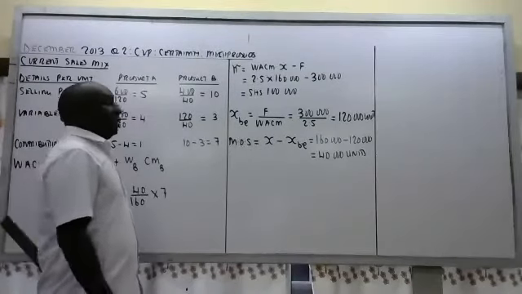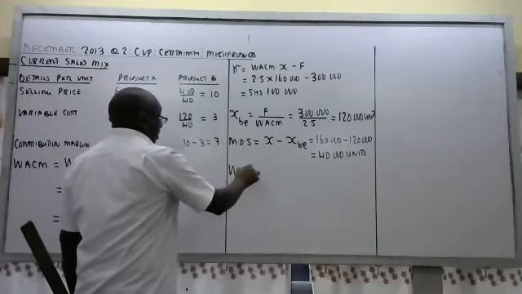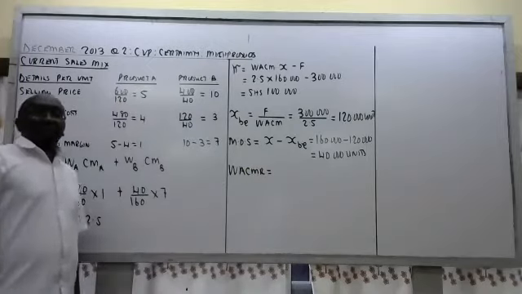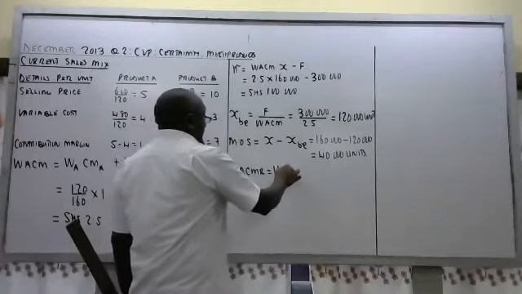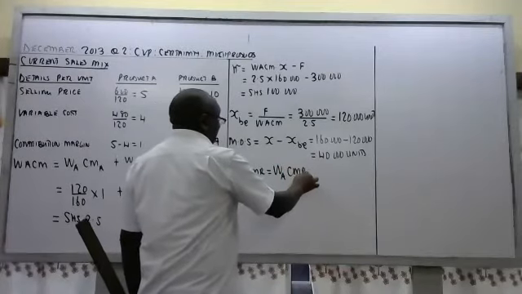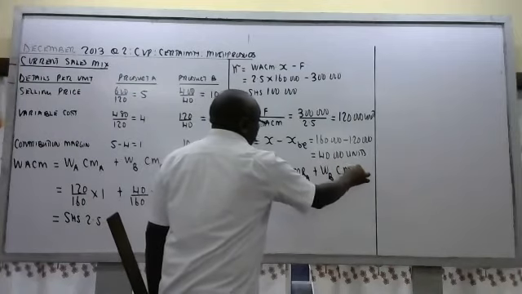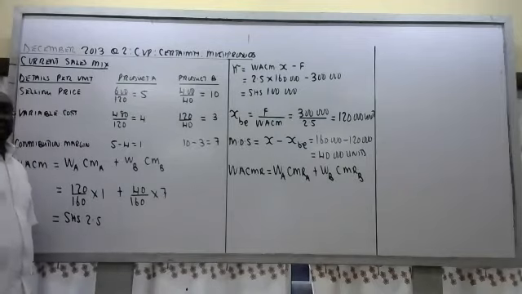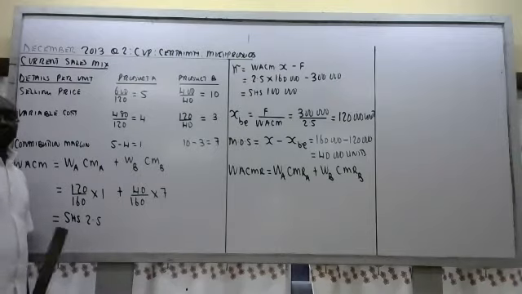Something else that I want you to remember is WACMR. If we are told to compute weighted average contribution margin ratio, it is given as weight of A, contribution margin ratio of A, plus weight of B, contribution margin ratio of B.